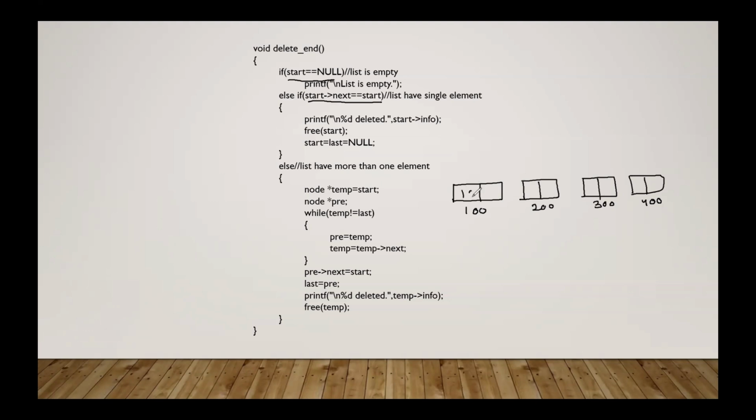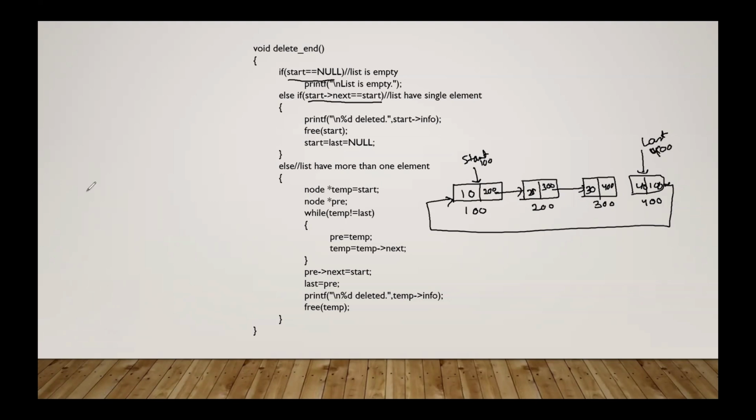Data is present: 10, 20, 30, 40. So the connection is established. Connection established means they store the 200, they store the 300, they store the 400, then they store the 100. So the circular linked list is over. Start stores which value? 100. Last stores which value right now? 400.